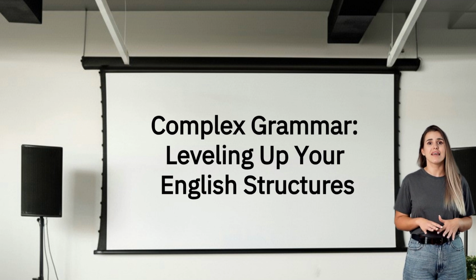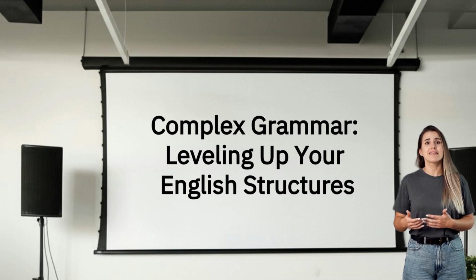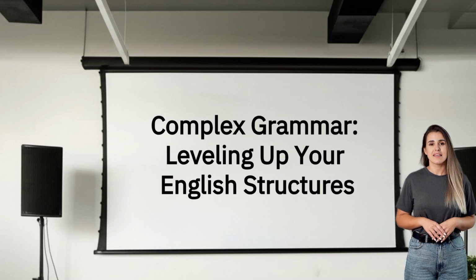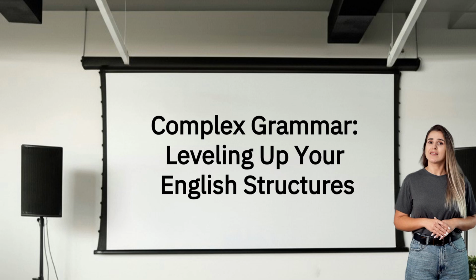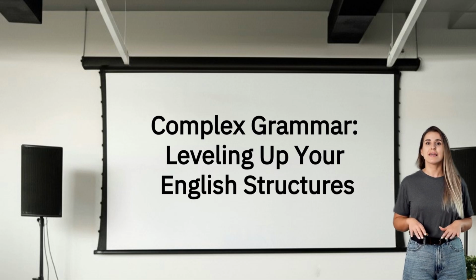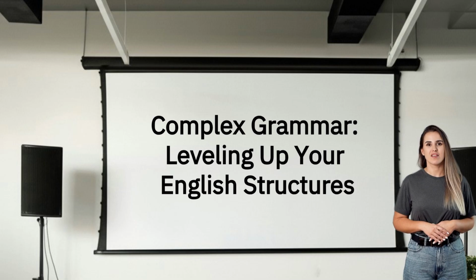Today, we're going to take a big step forward in our journey to fluency. We've mastered the basics, so now it's time to build on that foundation with some complex grammatical structures. These aren't just for showing off. They're essential tools for adding emphasis, formality, and precision to your language. We're going to break down three key areas today: inversion, the subjunctive mood, and some advanced passive voice variations. Mastering these will truly set your English apart.